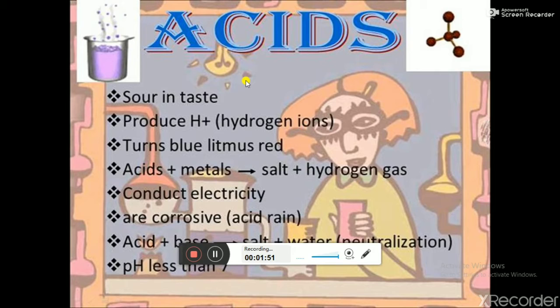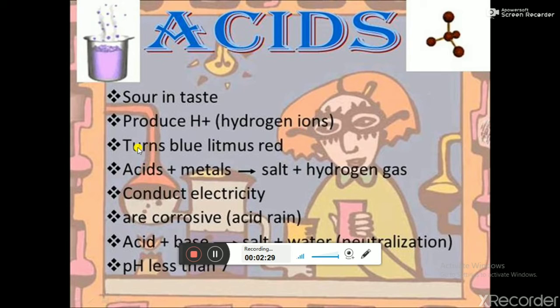Now, an acid can also be defined as a hydrogen containing compound which gives hydronium ions. Hydronium ions means H plus ions. So acid is a hydrogen containing compound which produces hydronium ions when dissolved in water. That means whenever any acid is dissolved in water, it will always produce these hydronium ions. So acids are those substances which produce hydronium ions when dissolved in water.